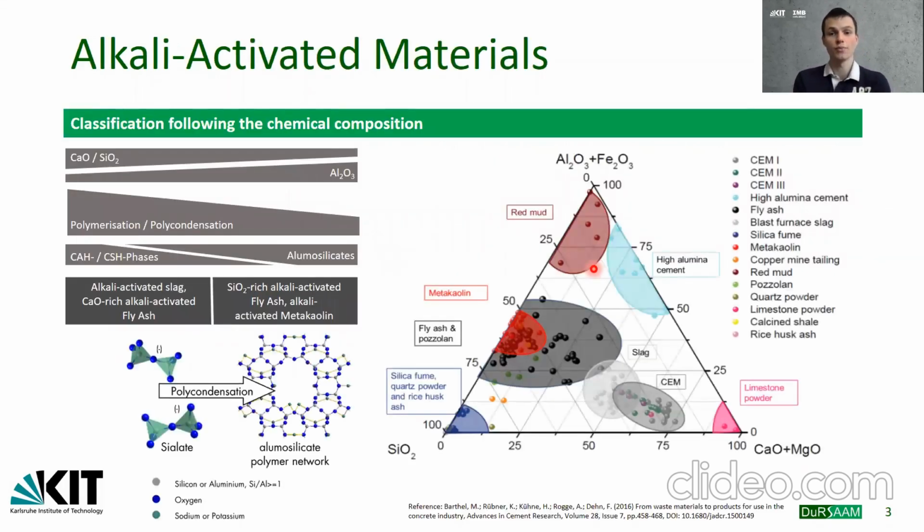Alkali-activated materials are precursors, just like cement, with lower calcium oxide content replaced by aluminum and silicon oxides. And dependent on the CaO content of the precursor, one can get more or less CSH phases and more or less alumosilicates, forming an alumosilicate polymer network.